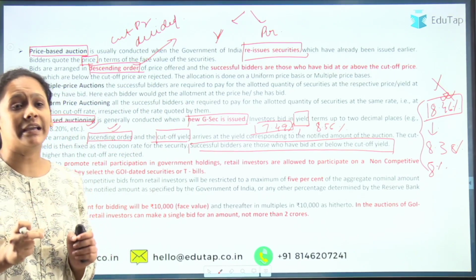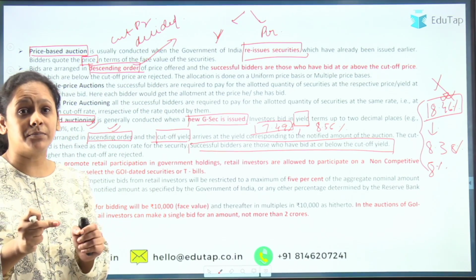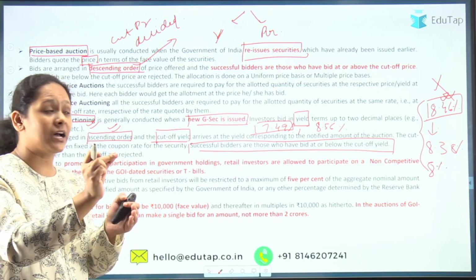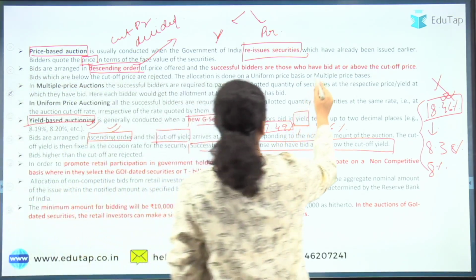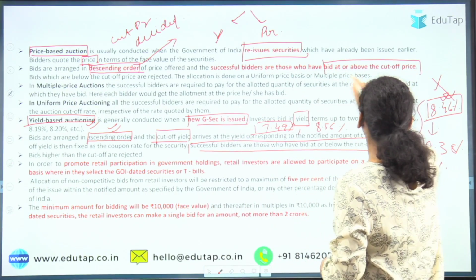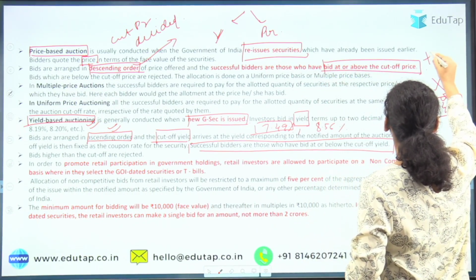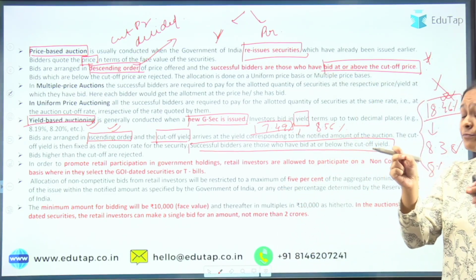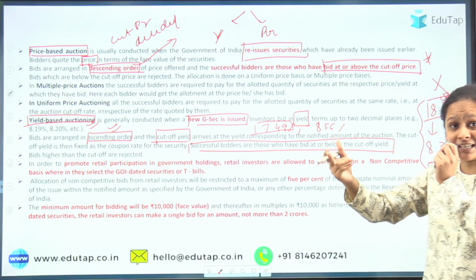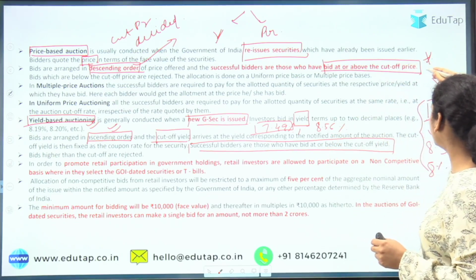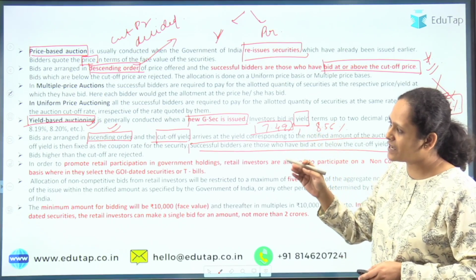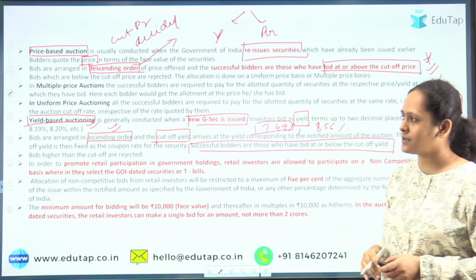And who will be getting the securities? Those people who bid above the cutoff price or at the cutoff price would be receiving the bids, ठीक है. Above the cutoff price, ये difference बहुत अच्छे से याद रखना. Those who have bid at the cutoff price or above the cutoff price will be receiving the GSEC, ठीक है. This is what price based and yield based auctioning is, ठीक है.